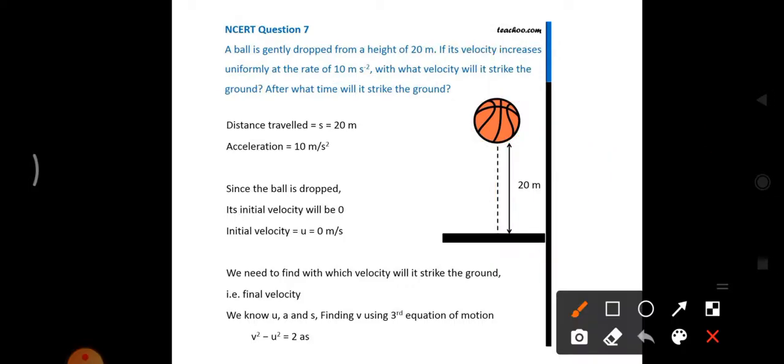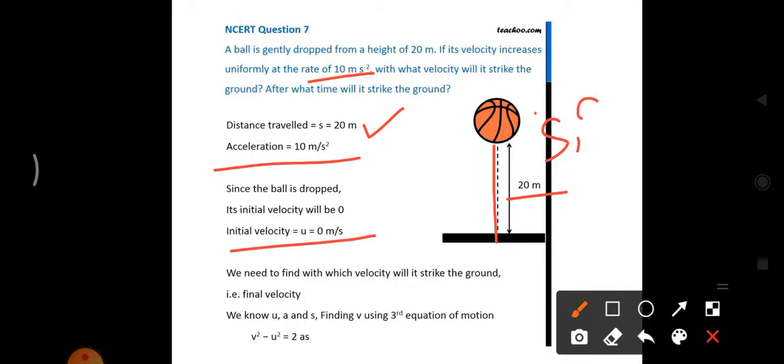And see the solution. The distance travelled is equal to 20 meter, because from the height to the ground it travelled 20 meter. The acceleration is 10 meter per second squared. Since the ball is dropped, the initial velocity of the ball is 0. So u equal to 0 meter per second. Here we know s, a and u. So from these values we can calculate the value of v, that means the final velocity.